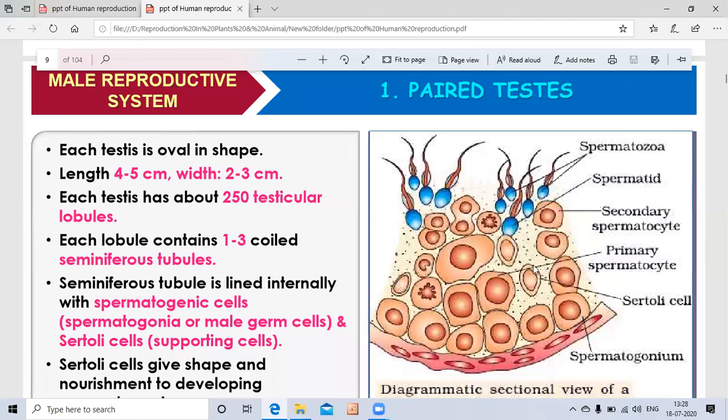Testicular lobules are present in the testis. Each lobule contains 1 to 3 coiled seminiferous tubules. The seminiferous tubules are present in coiled form.